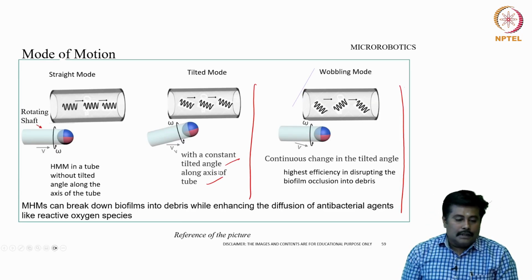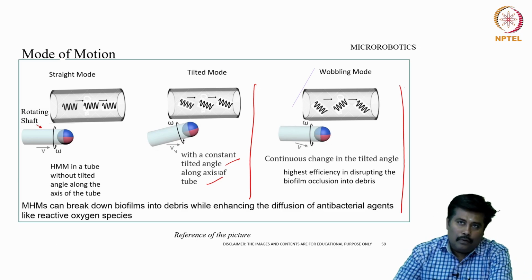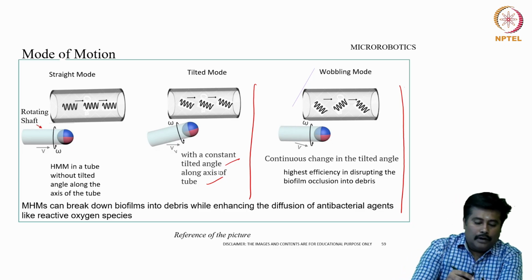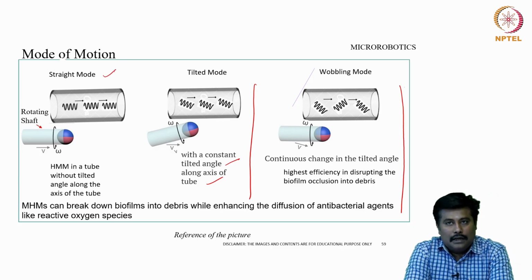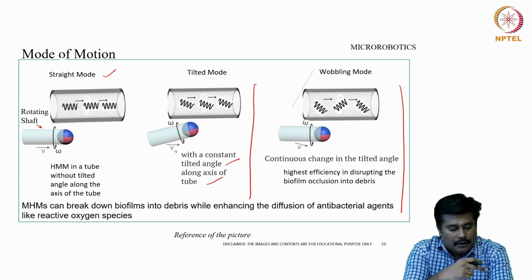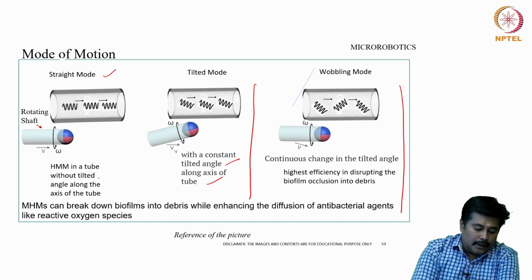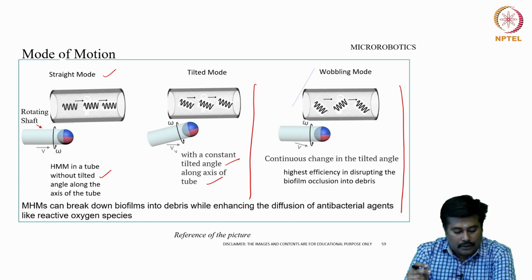Now, let us discuss the different modes of motion. One is called the straight mode. In this straight mode system, we have a rotating shaft without tilt. When you move this rotating shaft appropriately, we get a displacement out of it. In this condition, it is without a tilted angle along the axis of the tube.